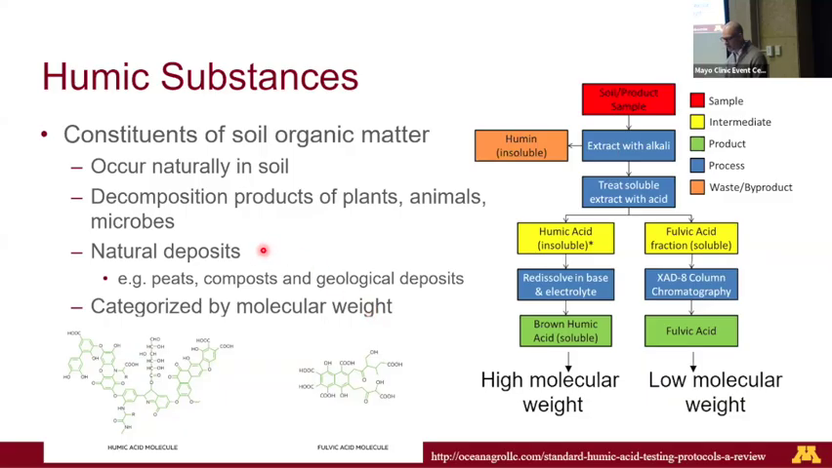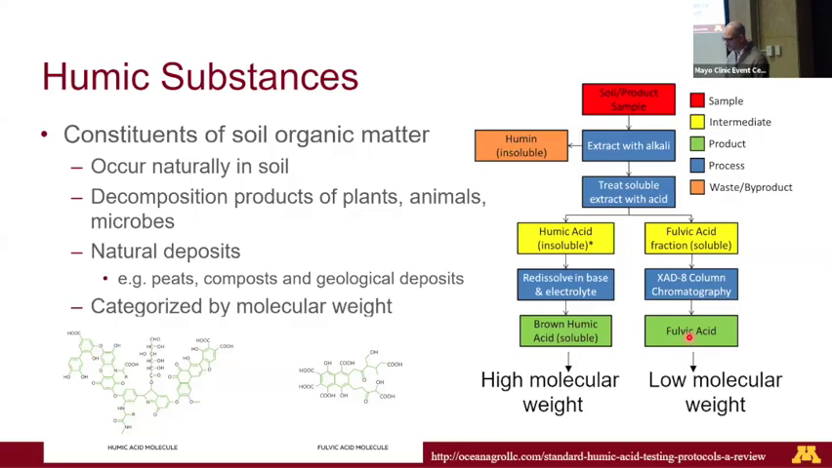There are also natural deposits for those substances, which are the ones used for the production of the products that you see in the market. For example, they can get geological deposits and they go through extraction processes, and then that creates your humic acid and then the fulvic acid.